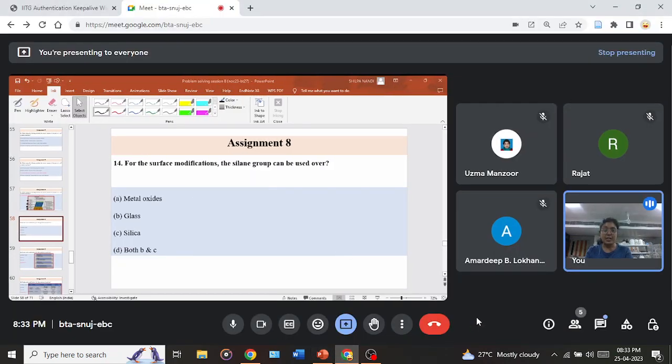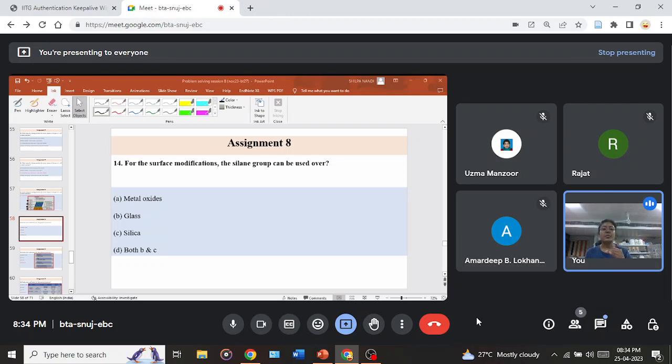So again, for surface modifications, the silane group can be used over A, metal oxide, B, glass, C, silica, or D, both B and C. As you saw in the structure of a SAM, there is a substrate, over which we have the ligand, which connects to your spacer, and then okay, Uzma is saying D, okay, we'll see, spacer, and then we have the terminal functional group, right?